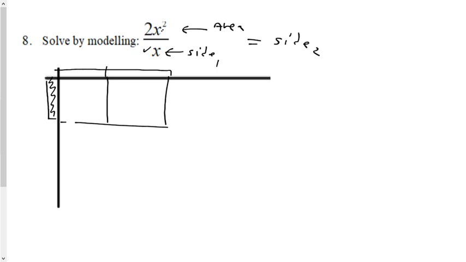In this case, your missing side is going to be 2 negative x's, and therefore, sorry, it's your missing side. So that's going to be negative 2x, your missing side.